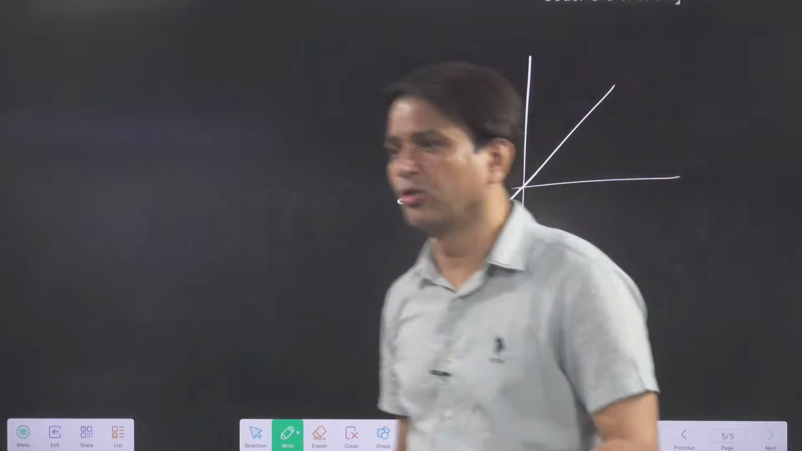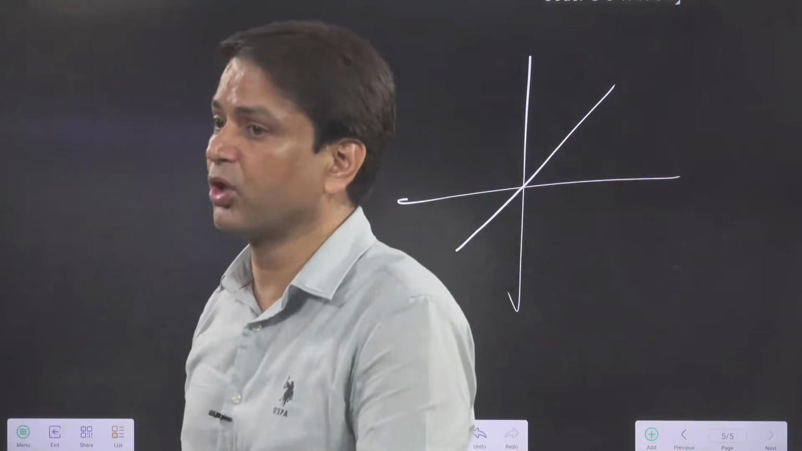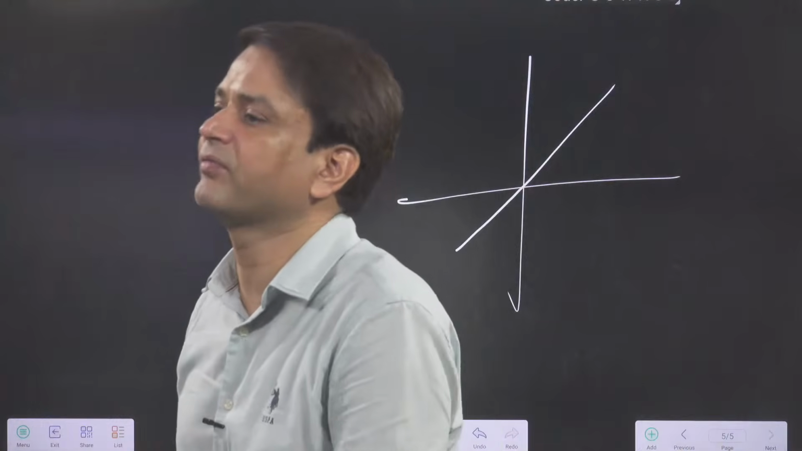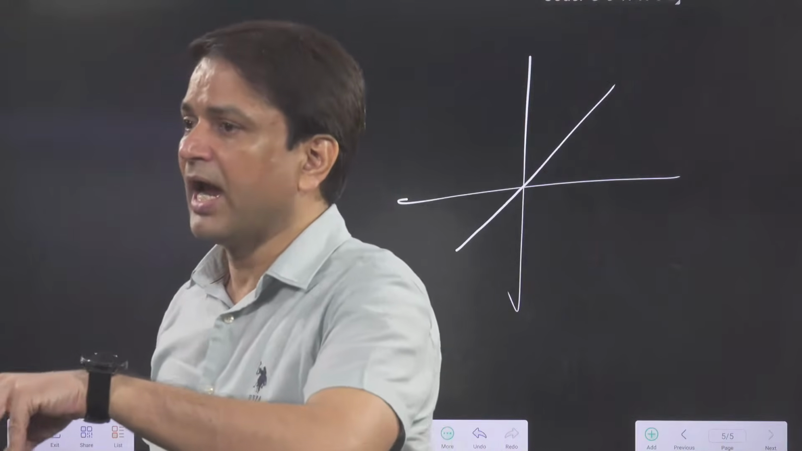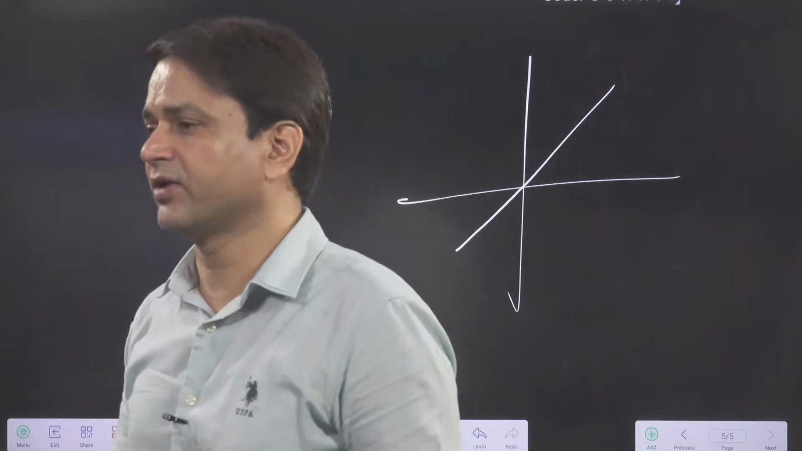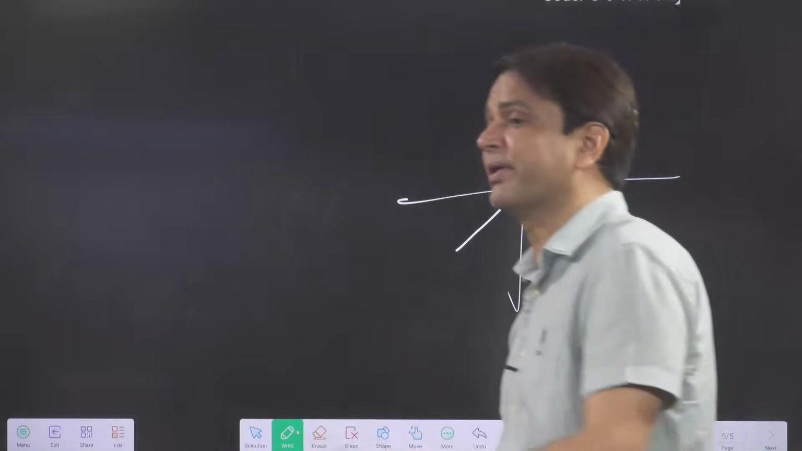A line is passing through origin. So how many lines can pass through origin? Infinite, because at any given point, how many lines can we draw? Infinite. But if I say the line is passing through origin and it is making an angle of 45 degrees with the x-axis, then how many lines will there be?